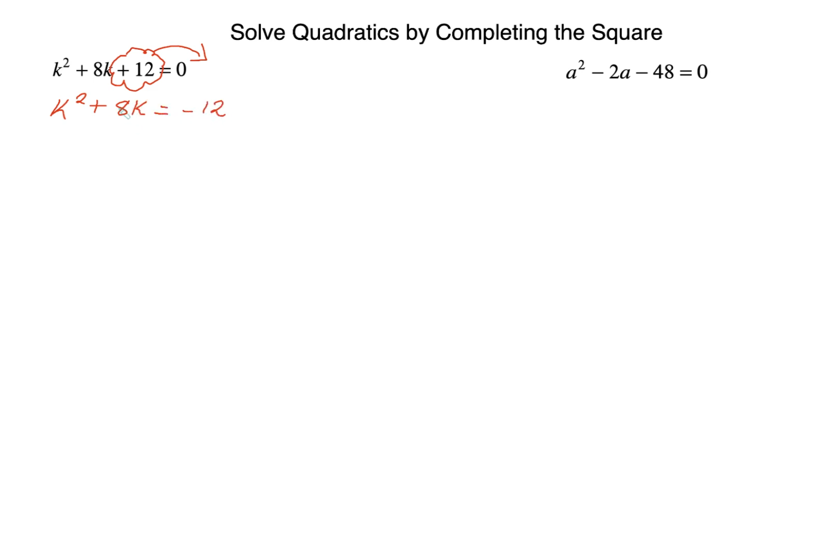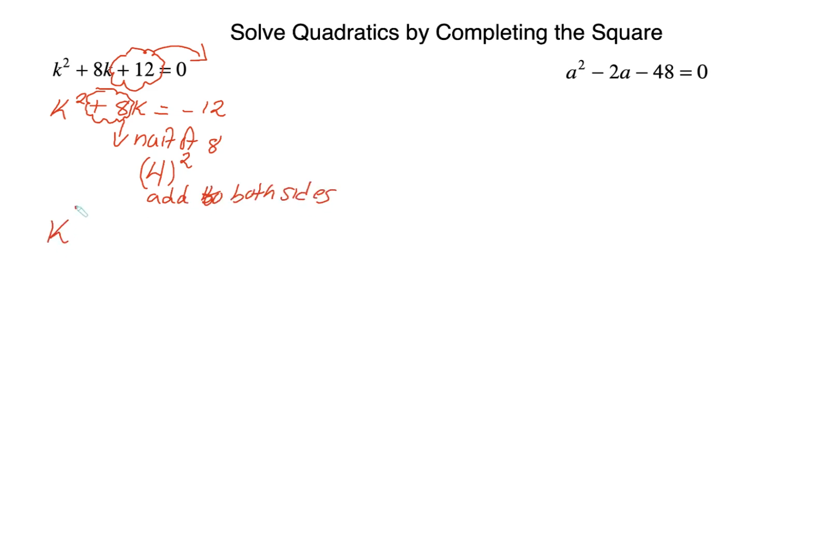Your first step in completing the square is that we need to find half of your b, and your b is your 8. So I'm going to put a little bubble around it. We're going to have to find half of 8. Half of 8 is 4. You're then going to square it and you're going to add it to both sides of your equation.